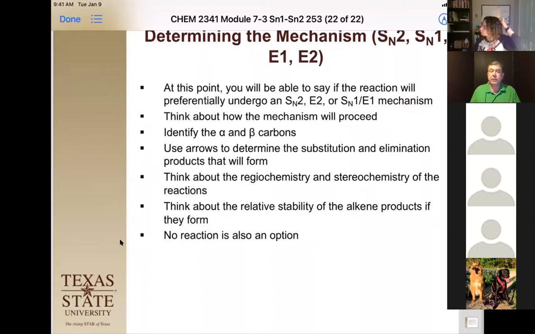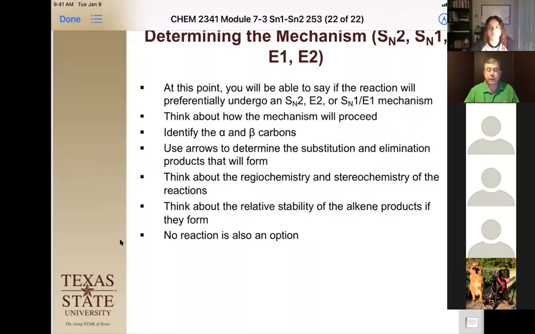And then the last thing to remember is no reaction is also an option, because if you have a weak, bulky base and a primary alkyl halide, nothing's going to happen. You cannot form a carbocation, so nothing's going to happen. So don't take no reaction off the table.